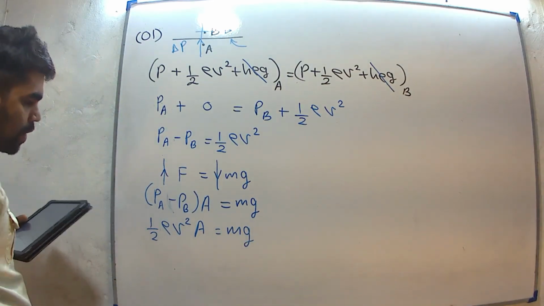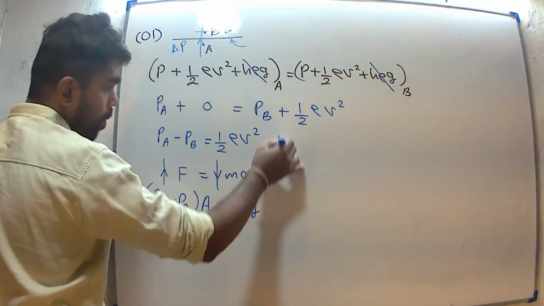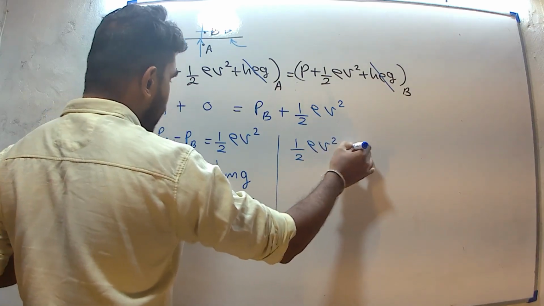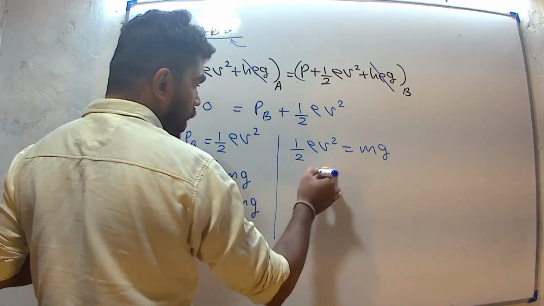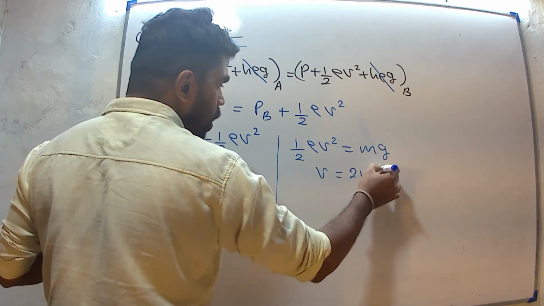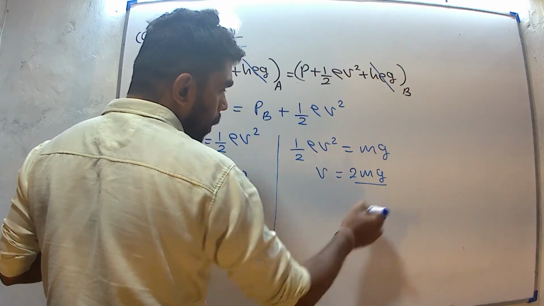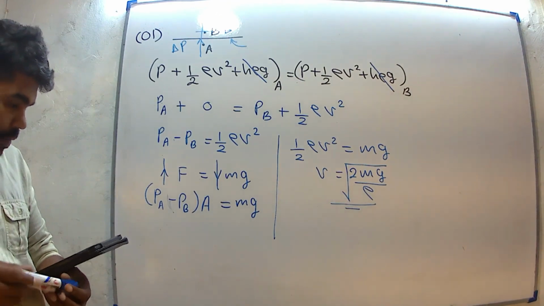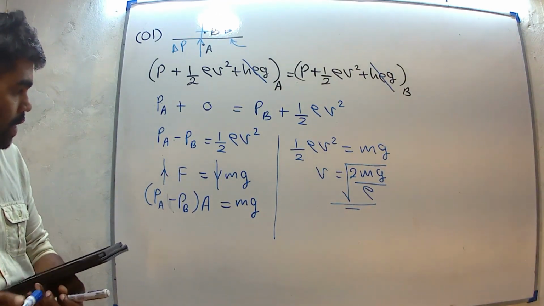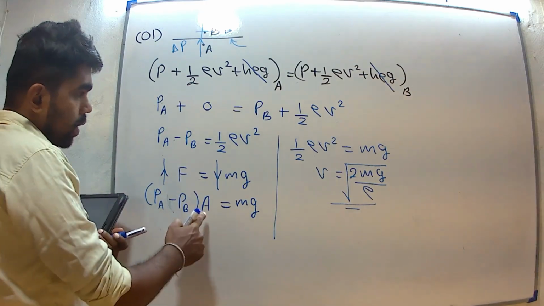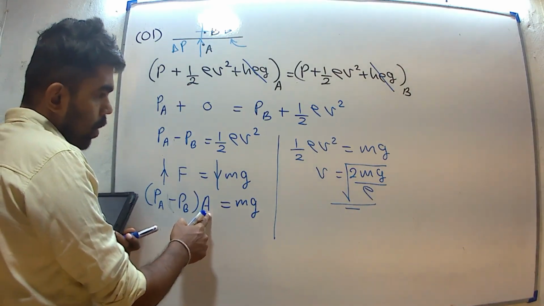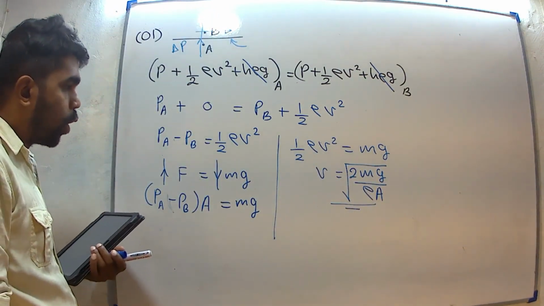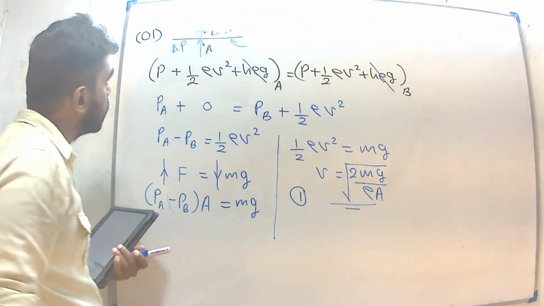Now we have to find the v term. Half rho v squared A equals mg. Then we can find the v value: v equals root of 2 mg divided by rho A. When rearranging, we have to get this A term to the left hand side. Then 2 mg over rho A, root. The answer for question number 1 is option 1. First one is the correct answer.